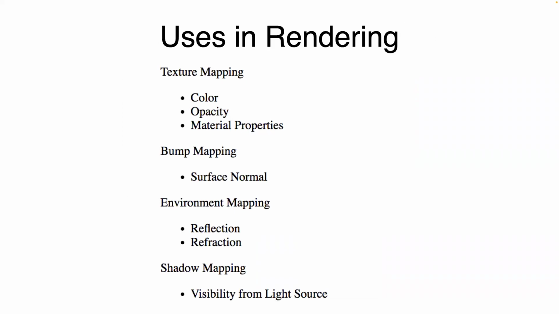Okay, now we are going to discuss the uses in rendering, because not only do we want to model the materials, but we want to use mapping in the rendering process. And as you have seen, we have to do this forward and inverse to do differentiable rendering. And so we have texture mapping, bump mapping, environment mapping, and shadow mapping. So texture mapping basically assigns properties to different points of an object, like color, opacity, material properties.